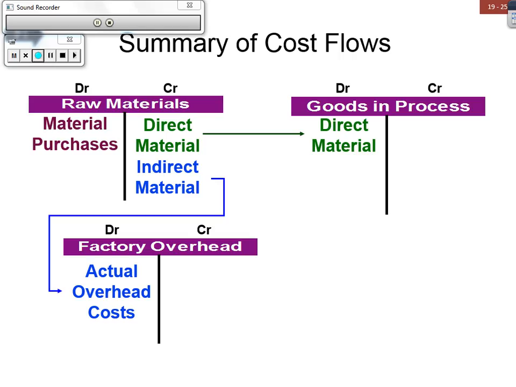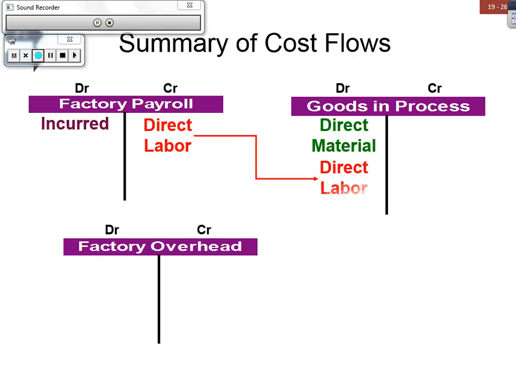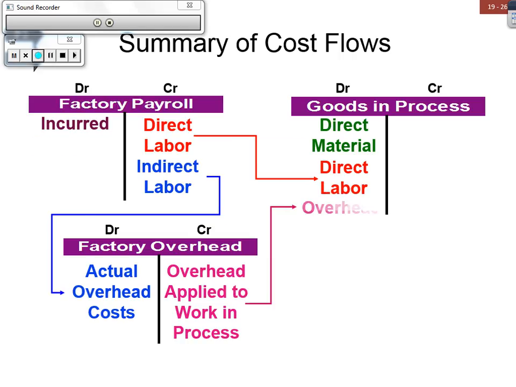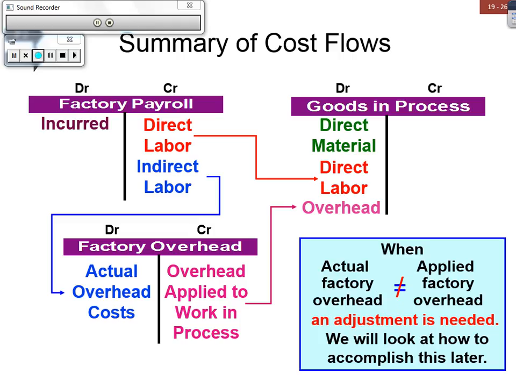Remember that chart before? Direct labor goes straight where? To goods in process. But indirect materials go where first? To overhead. Overhead first, then to goods in process. And indirect labor goes where first? Factory overhead, then to goods in process. It's just saying the same thing over and over again.